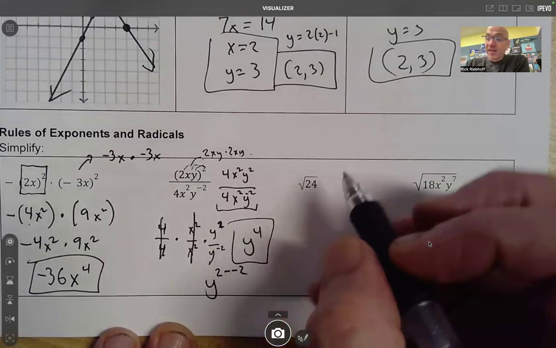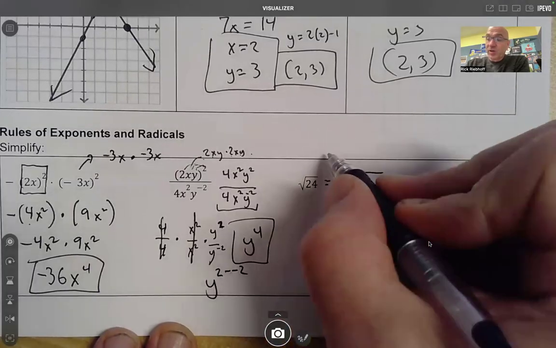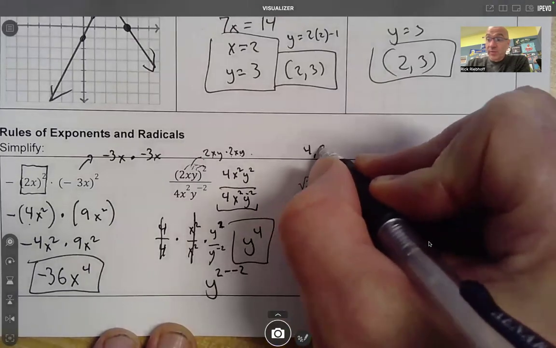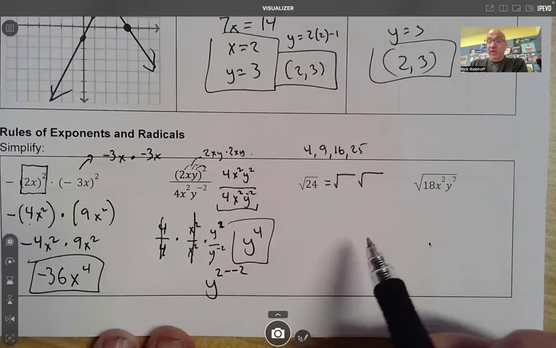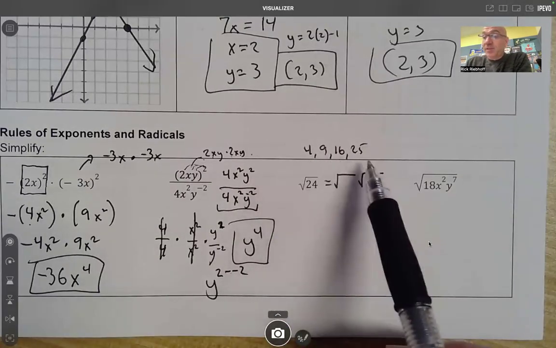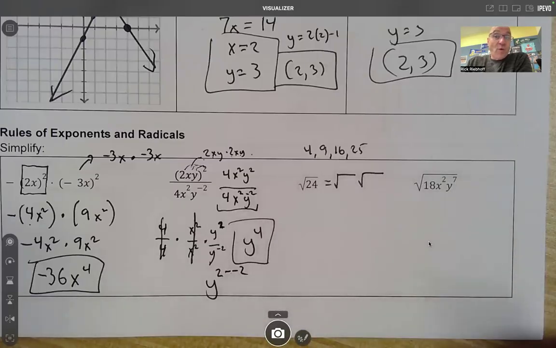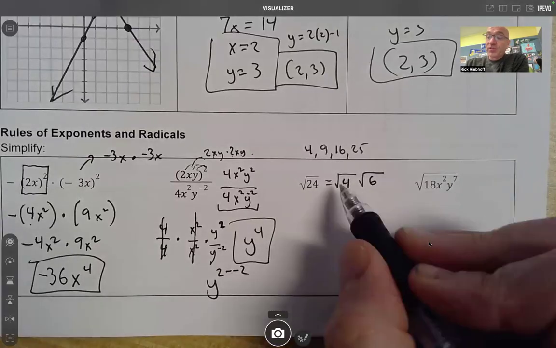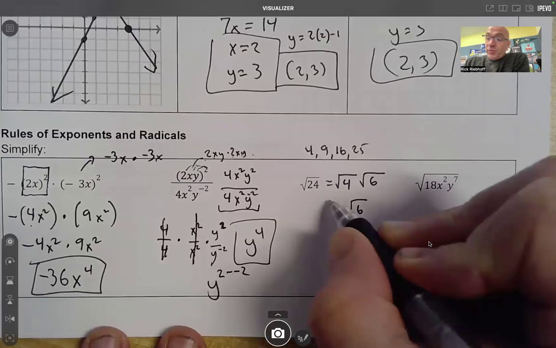All right, simplifying these, we're going to do the good stuff and the bad stuff. It's a good idea to go back and look at your perfect squares, right? 2 squared, 3 squared, 4 squared, 5 squared, and ask yourself, any of these times something equal 24? Yeah, and if you said 4 times 6, you are right. So 4 times 6. Square root of 4 is 2. So this is 2 root 6.